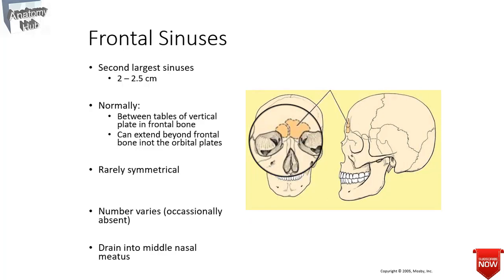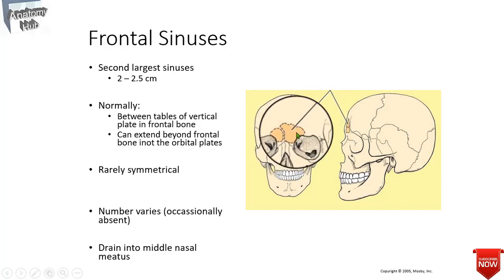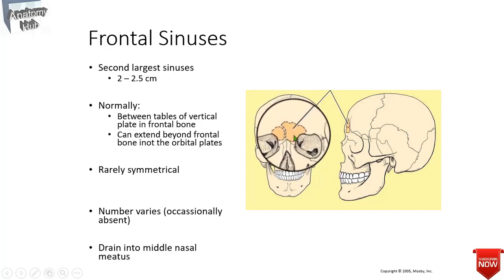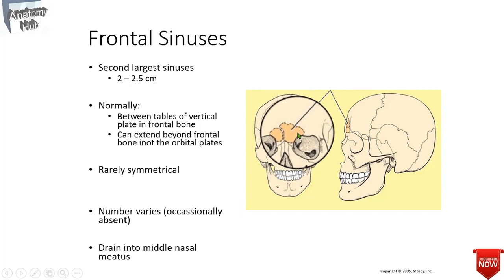Then we will see the frontal sinus. So as you can see here, the frontal sinus is posterior to the superciliary arch, and it is very much prominent in male, and they are rarely symmetrical, always it is asymmetrical, and the length of this sinus is about 3.2 cm, the breadth is 2.6 cm, and the height is 1.8 cm.